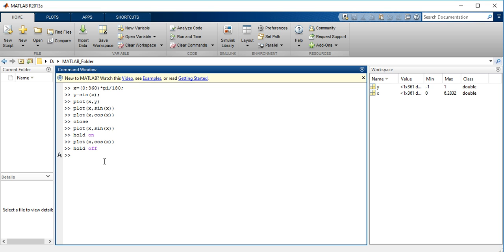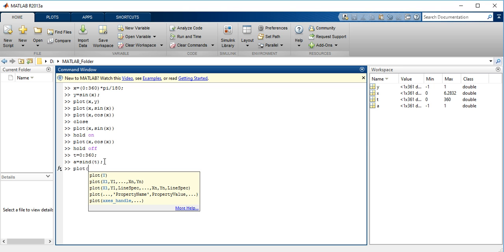Now let's write t is equal to 0 to 360 in degree form. And now evaluate a is equal to cosd t. We are now evaluating in the degree mode. Plot t.